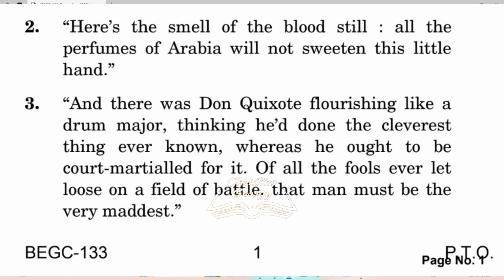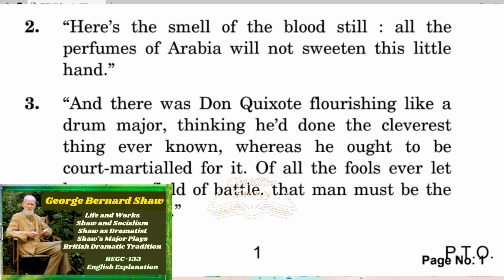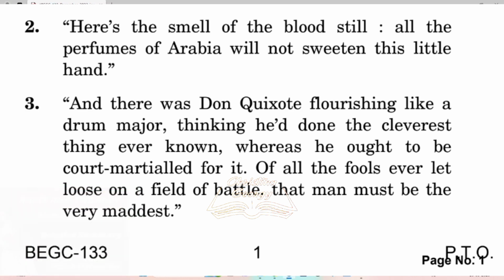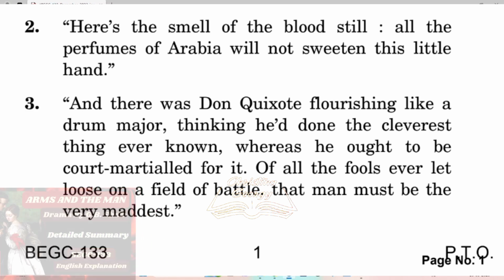So this is undoubtedly a question from Arms and the Man. It is a play written by George Bernard Shaw. So you'll have to identify the work and explain a bit about it, then write about the context and explain these lines in detail. Alright, and moving on to the next one, the fourth question.